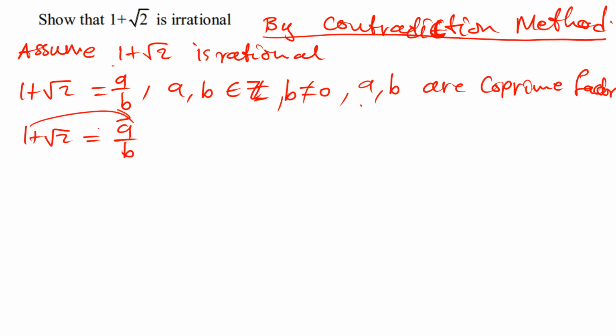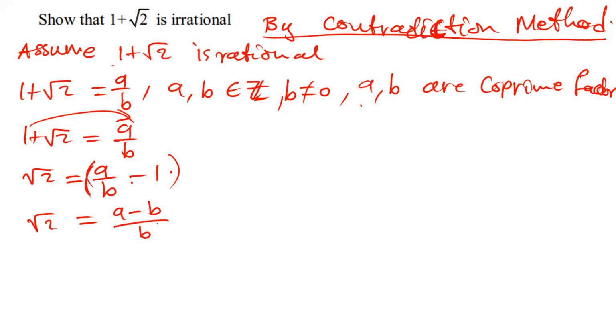So we take the 1 to the other side of the equal sign, and we're going to have the root of 2 being equal to a over b minus 1. On this other side, we can find the common denominator, in other words make this expression a single fraction. So we have the root of 2 being equal to a minus b over b. So we can say let a minus b be equal to what? d.